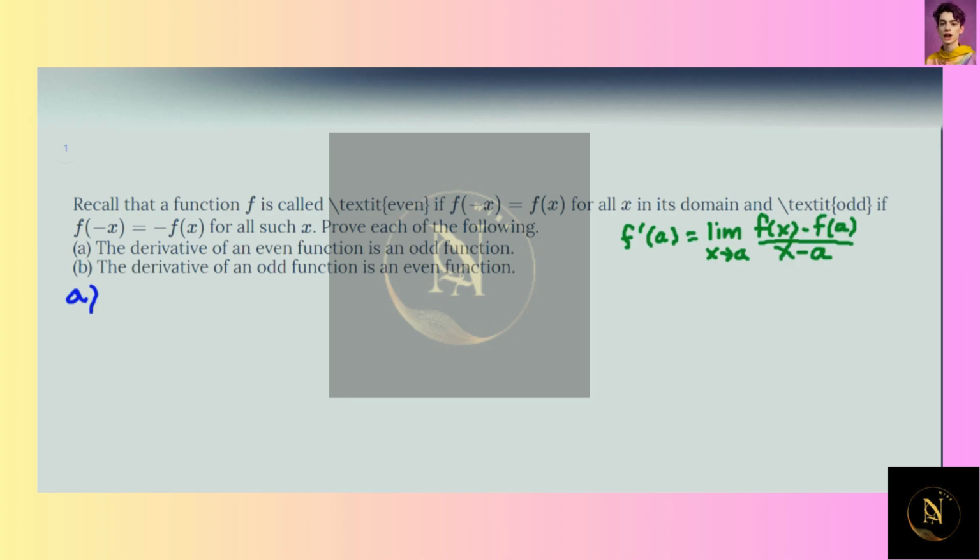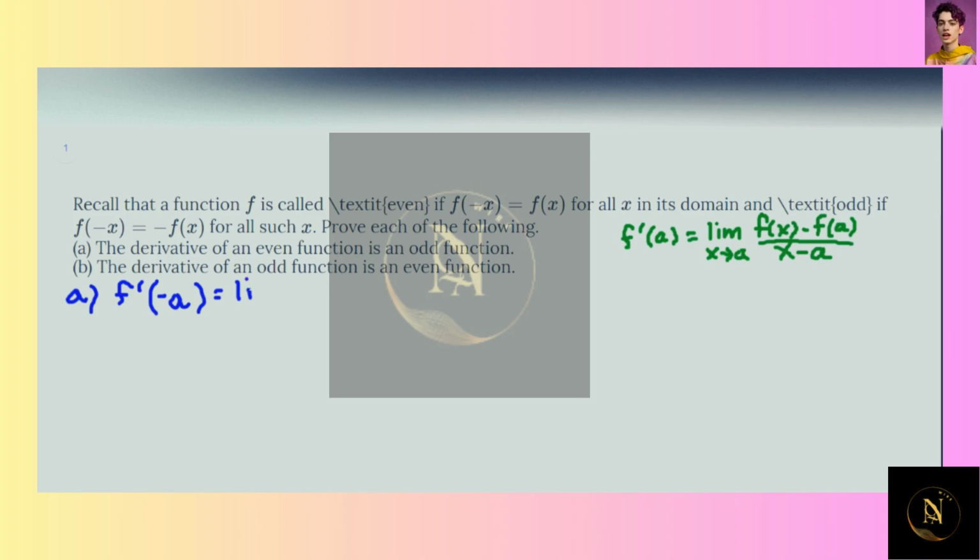If the derivative is an odd function, then it has to have the property that when you plug in a value, such as negative a, the derivative at negative a should equal the opposite of the derivative at a, so negative f prime of a. So this is what we're trying to prove. So we will use our definition here.